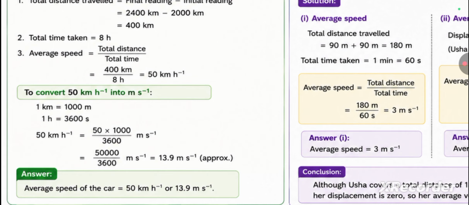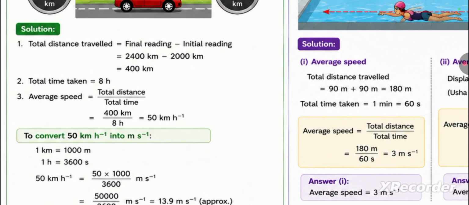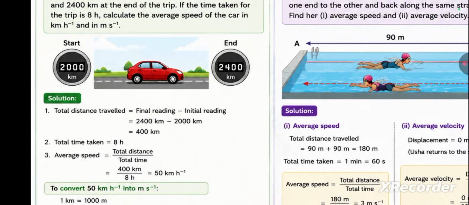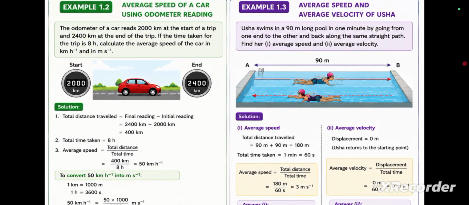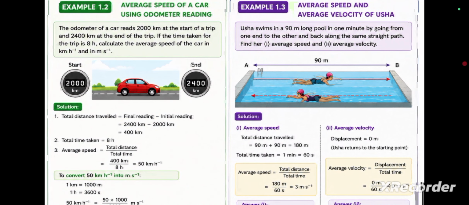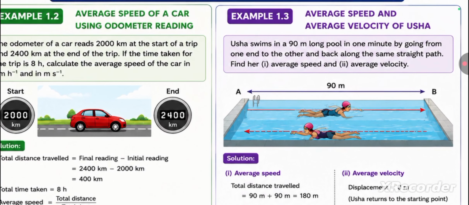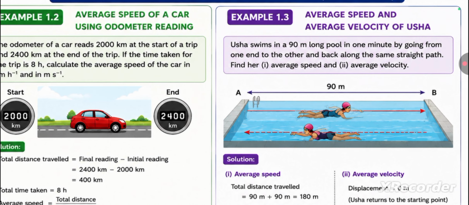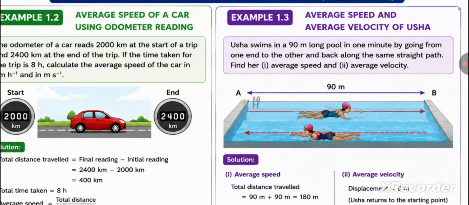So the average speed of the car in kilometers per hour is 50 kilometers per hour, and in meters per second is 13.9 meters per second. This is the answer of this example 1. Next, example 1.3, average speed and average velocity of Usha. Here we have to calculate Usha's average speed and average velocity.